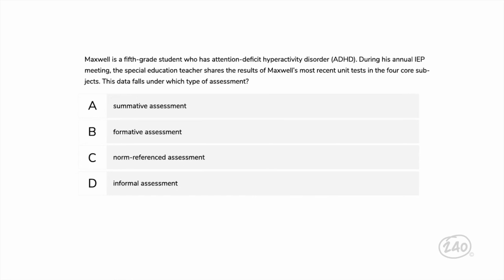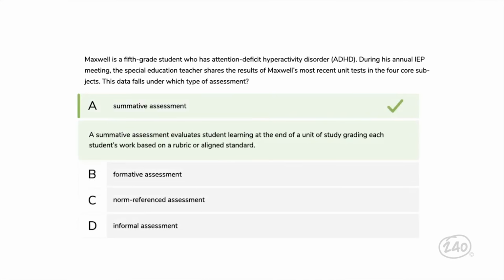This data falls under which type of assessment? The choices are summative, formative, norm-referenced, and informal. A summative assessment evaluates student learning at the end of a unit of study. This is the best choice.